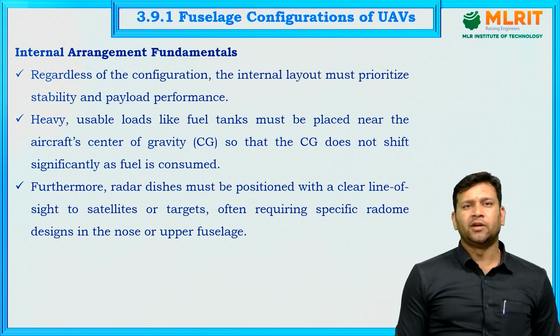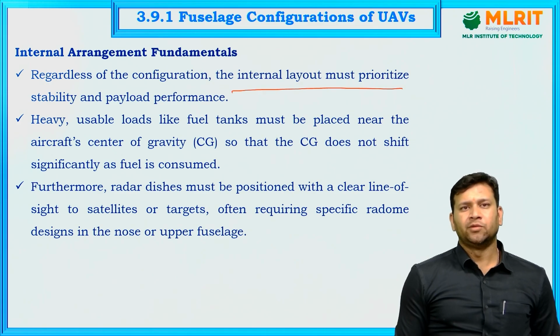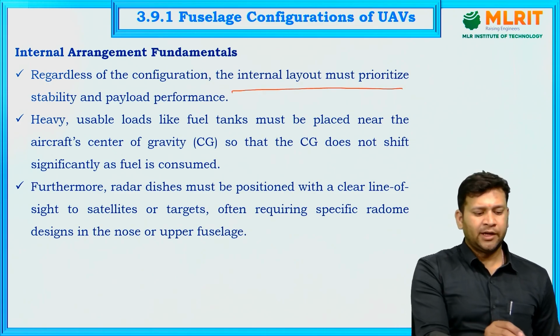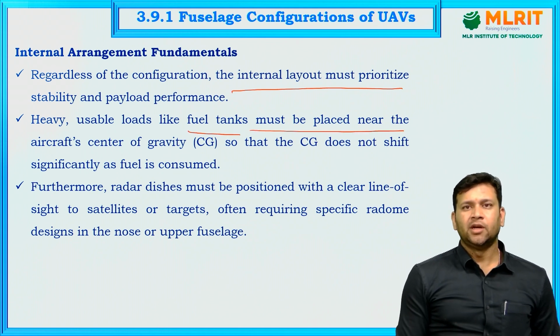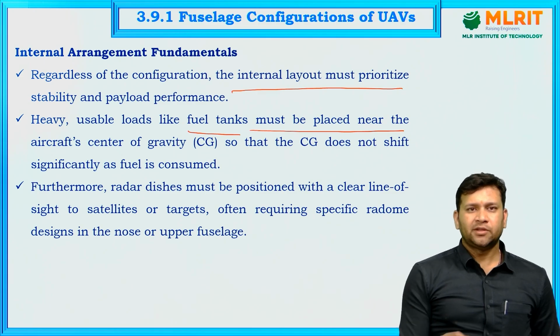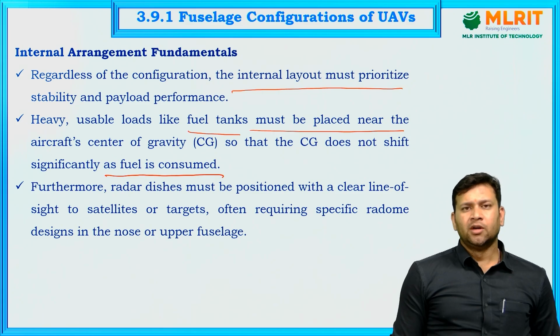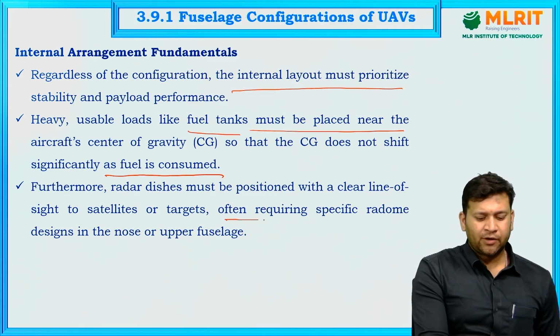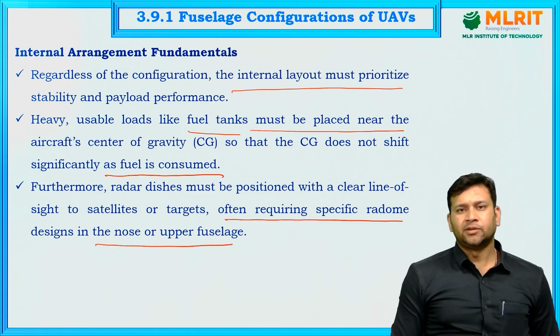Internal arrangement fundamentals. Regardless of the configuration, the internal layout must prioritize stability and payload performance. Heavy usable loads like fuel tanks must be placed near the aircraft CG so that the CG does not shift significantly as fuel is consumed. Furthermore, radar dishes must be positioned with a clear line of sight to satellites or targets, often requiring specific radome design in the nose or upper fuselage.